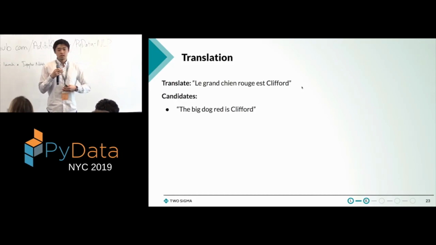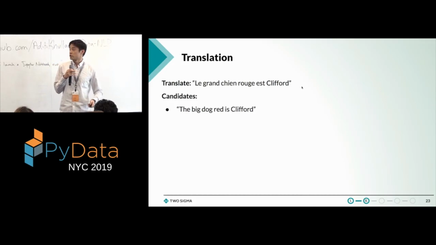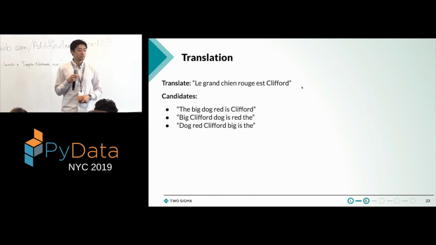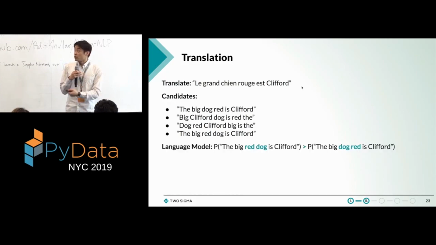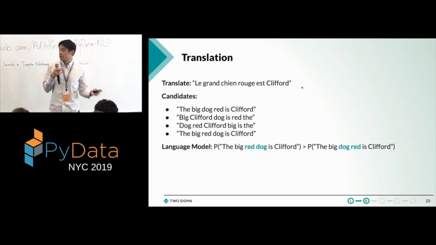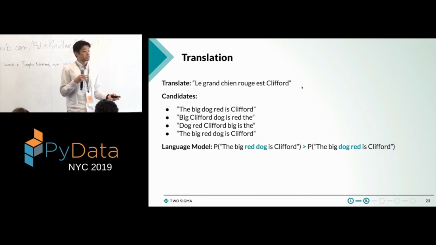But now that we have this, the next question would be, what order should we put these words in? Should we put them in alphabetical order? Maybe an order like this? Or something like that at the end. This is where a language model becomes really useful. If you recall the definition that a language model is a probability distribution across a sequence of words, we can use a language model to assign a probability to each of these candidate sentences. And hopefully the language model would tell us, the big red dog is Clifford is the most probable sentence of the bunch.